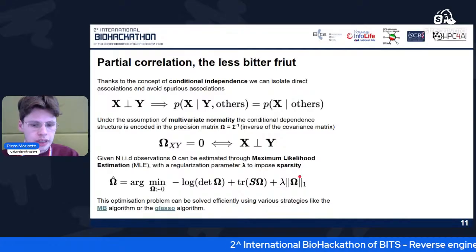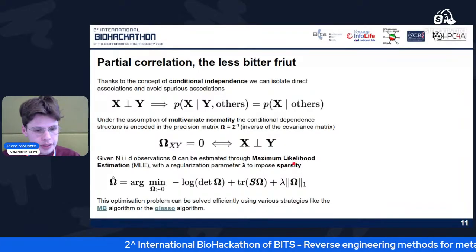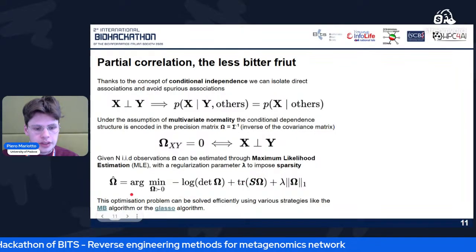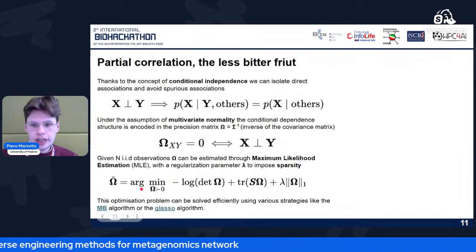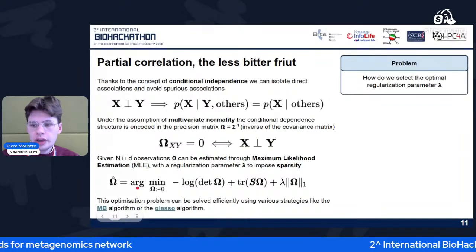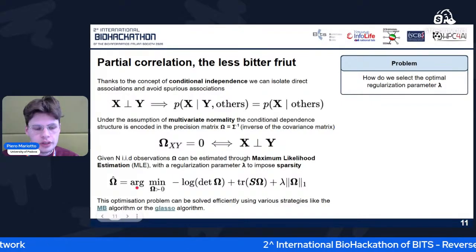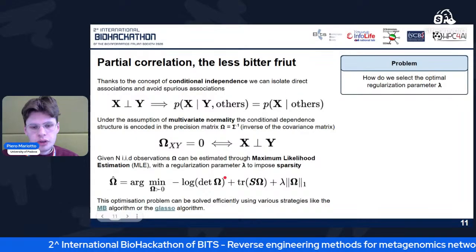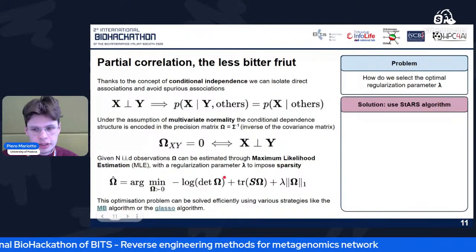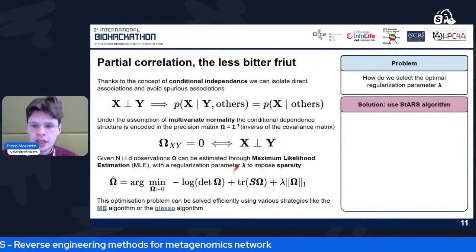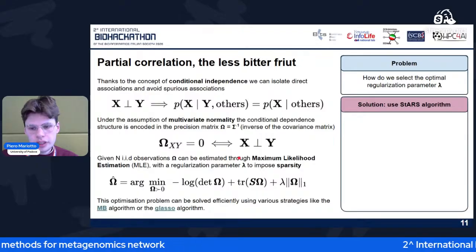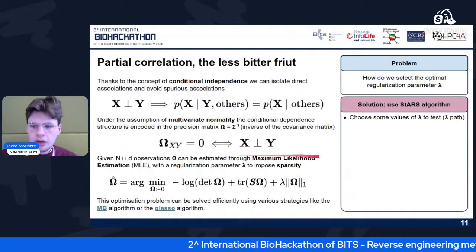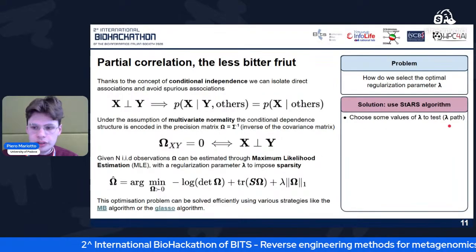To solve this problem, there are many algorithms that have been developed over the years to efficiently solve this problem. Two of the most used are the MB algorithm and the GLASSO algorithm. But here again, we have a problem, which is how can we select the optimal regularization parameter lambda. In the field of metagenomics and microbial interaction network inference, one of the methods that is used to select this parameter is the STARS algorithm. Very quickly, how does it work? So you start from choosing some values of lambda to test, which is your lambda path, the same as we saw for CCLASSO before.